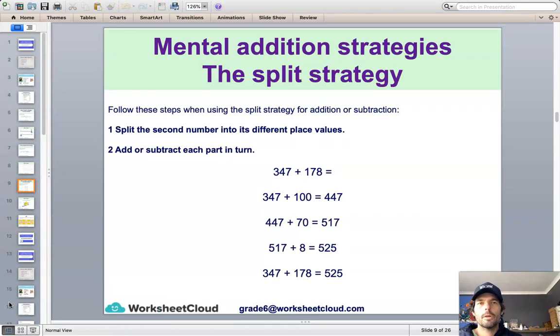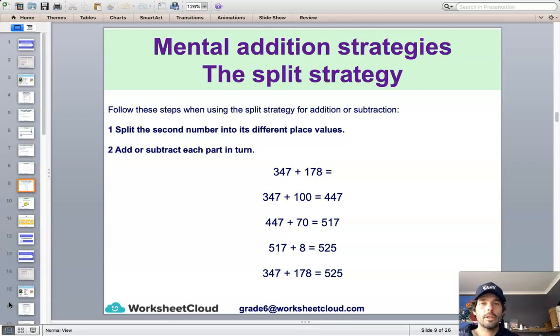Okay, the next method I would like to talk about is the split strategy. And the split strategy we also see in multiplication, so it's not really anything new. And as you can see on the screen, it says split the second number into its different place values. So 347 plus 178. The first thing I'm going to do is go 347 plus 100, 447. Then 447 plus the 70, 517. And 517 plus 8, 525. So therefore 347 plus 178 is 525.